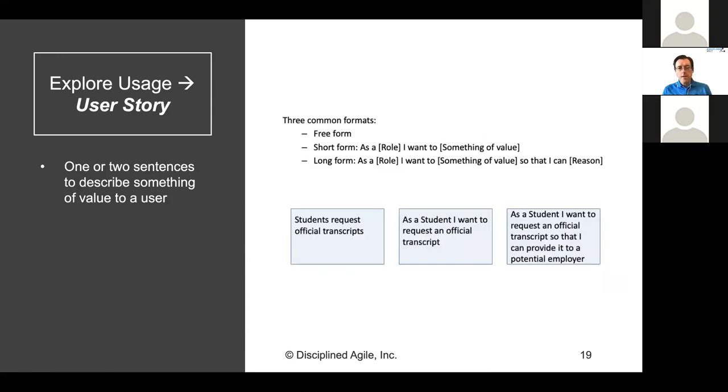Another technique is user stories, right? So obviously the most common technique in Agile, there are different ways of writing user stories. Unstructured, you see here, student requests official transcripts, to very structured, where you say, as a student, I want to request an official transcript so that I can provide it to a potential employer. So there you have the role that the user is in when they use the story, the value that they want from the story, and the reason that they do it. So it's a powerful medium for writing high-level requirements, for sure.